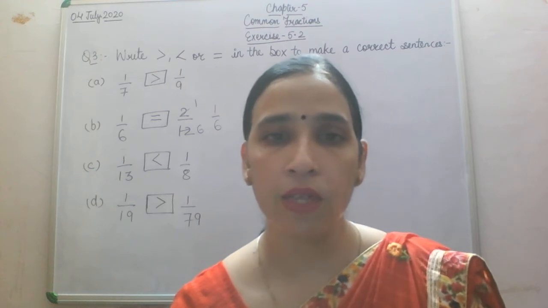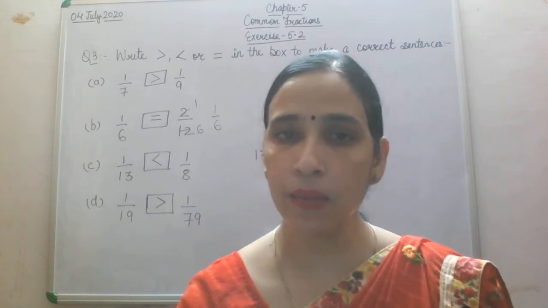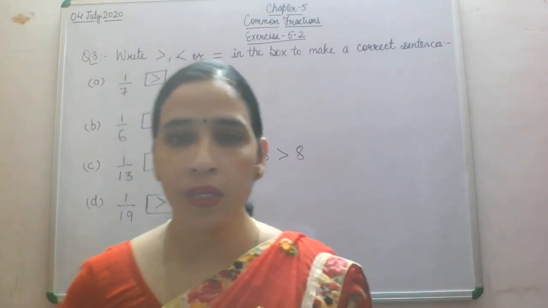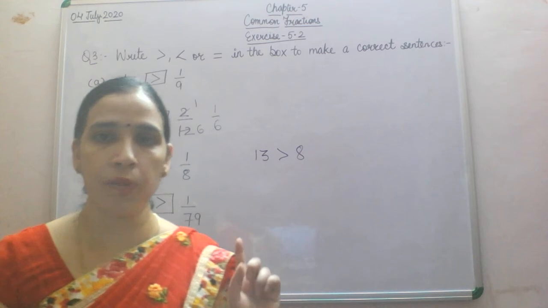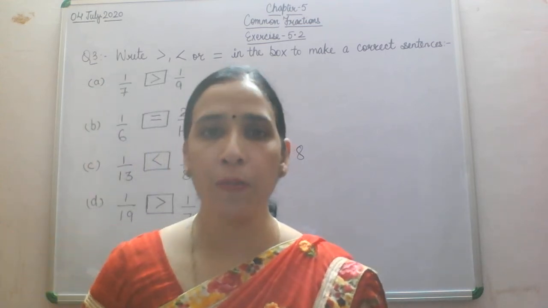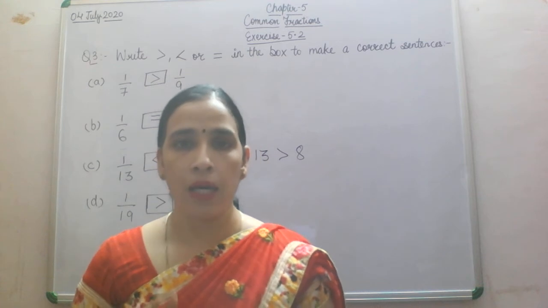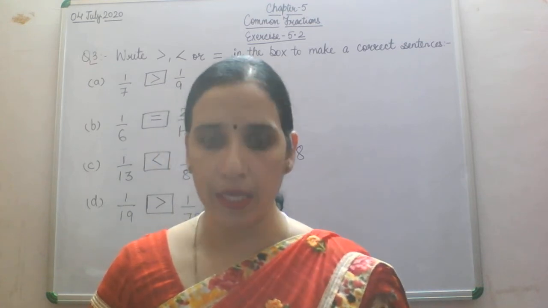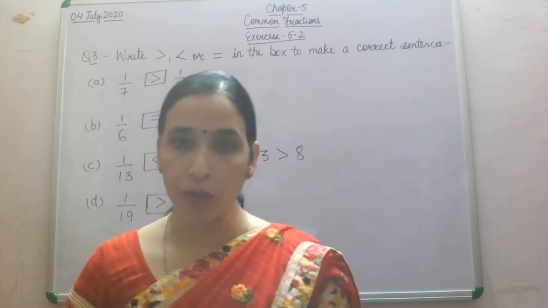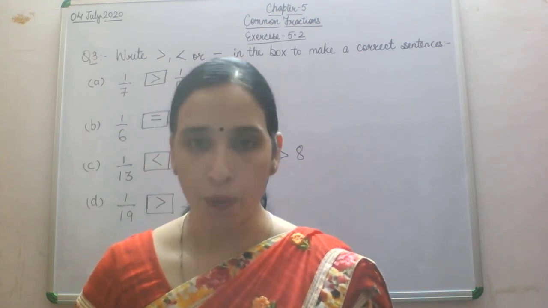So children, with this we have completed our question number 3. I hope there is no problem here. So children, with this we have done our question number 3, which is to put the symbol to compare two unit fractions. Now our question number 4 is, there are some packets of potato chips in a shop.